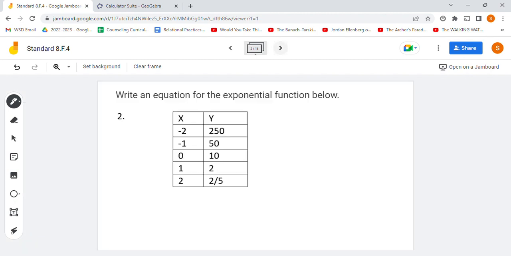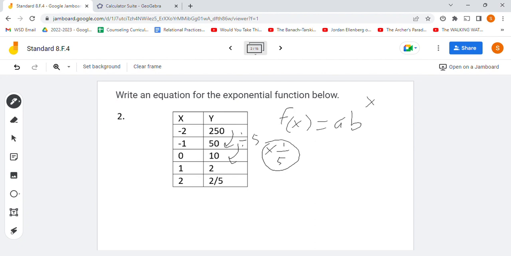The next one, we're going to use the same strategy. We notice that the values here are decreasing, and they're dividing by 5. Now, our equation f of x equals a times b to the x is based around multiplication. So we are going to rewrite this division as multiplication. Dividing by 5 is the same thing as multiplying by 1/5. So we are going to write it this way.